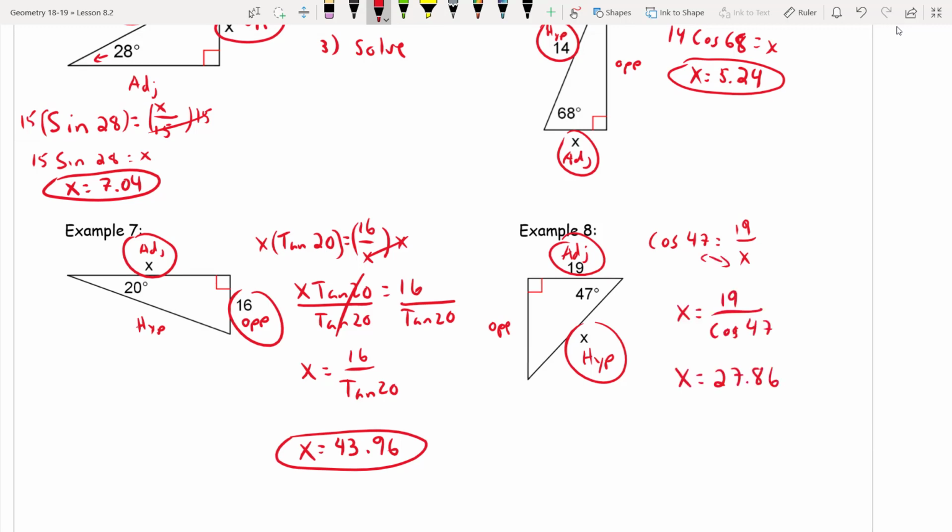All right, welcome back in. So I took the shortcut method, no sense of doing extra work. We're lazy mathematicians. And I swapped cosine of 47 and x. And when we swap them, we have 19 over the cosine of 47, and you just go to the calculator. And when you went to the calculator for that, you have 27.86 as your final answer.